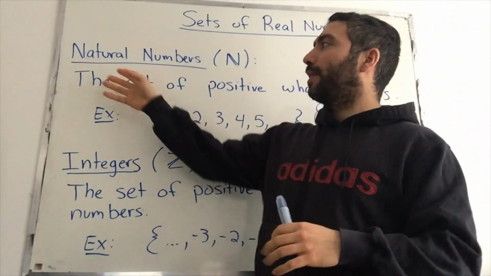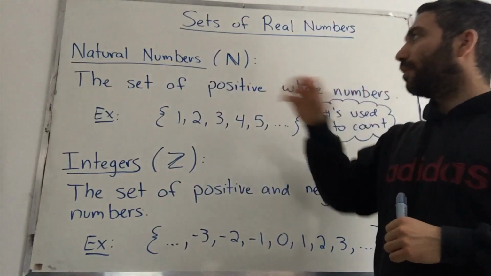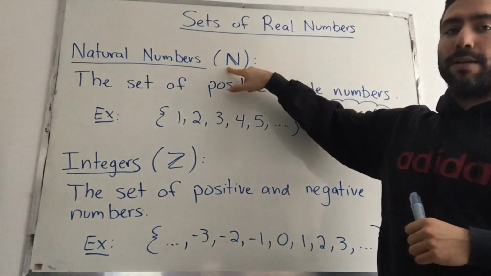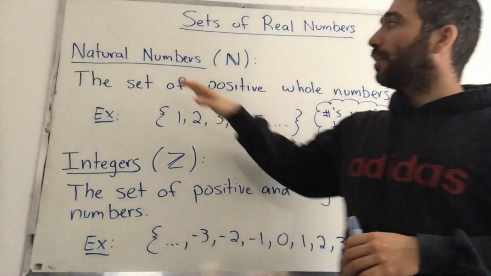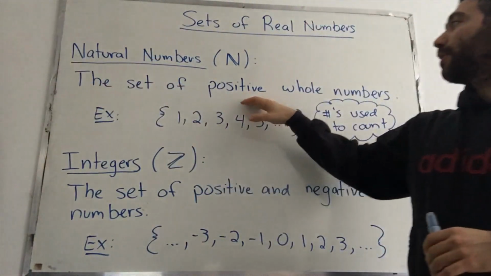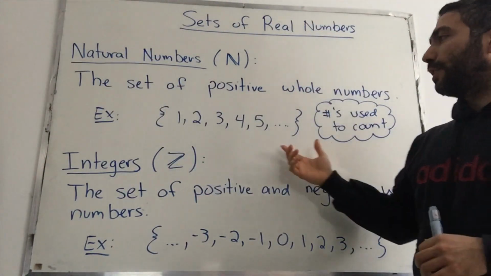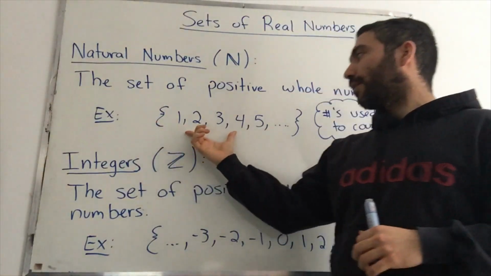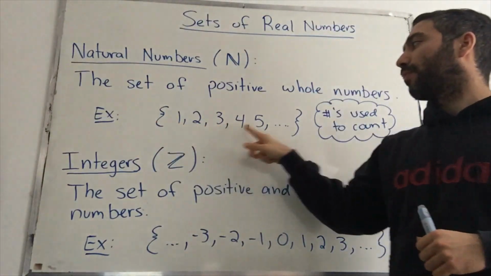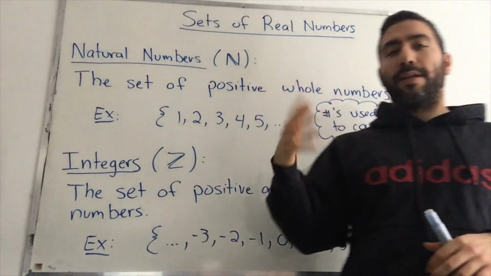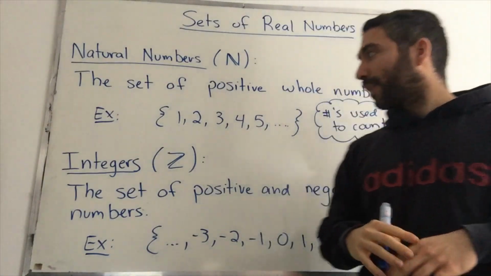The first set that we deal with is the natural numbers, which we denote as boldface N. The natural numbers is the set of positive whole numbers. So as you can see, here is this set over here, which we have 1, 2, 3, 4, 5, 6, 7, 8, 9, 10, so on and so forth.